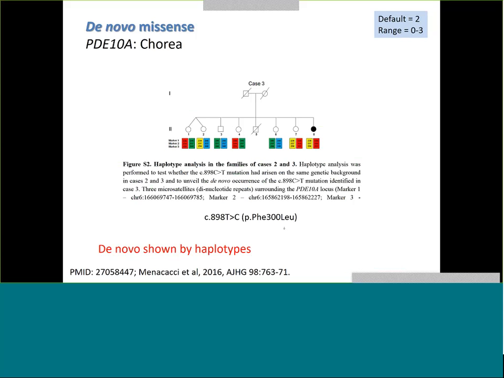So this was the other family I was talking about, where they had also found this particular missense change. I thought this was interesting because in this case, you can see it's a large sibship, but the parents are deceased. So what they did was a haplotype analysis where they looked at all of the siblings and were able to identify what the parental haplotypes were. Here you can see they've denoted them with different colors: red, green, yellow, blue. The affected individual has the red and yellow haplotypes, and the unaffected sibling has the same haplotypes. So from that, they were pretty confident that this was a de novo variant.